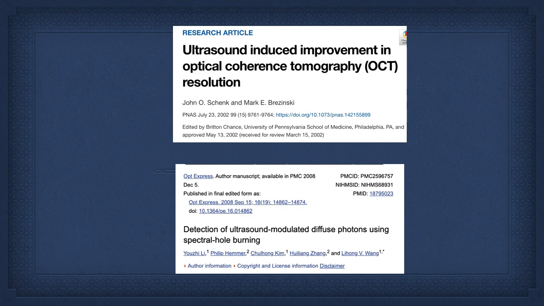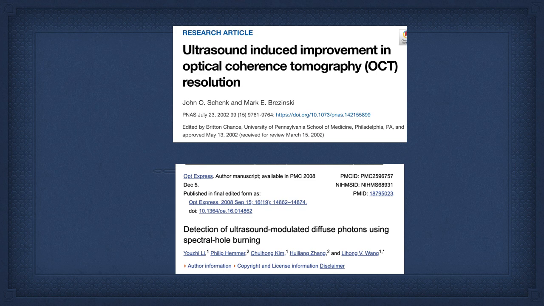But if the OCT beam and the ultrasound beam are perpendicular, then it'll give you tissue properties. I'm not going to go into that. We will do this in a whole separate talk, and for those interested, I'll discuss the physics.